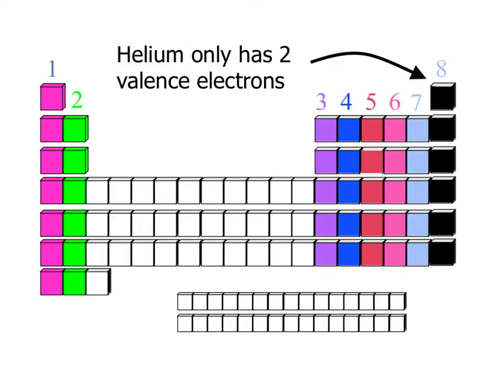So this is just a little visual of your groups on the periodic table. Group 1 on the periodic table, the alkalis, have 1 valence electron. Group 2, the alkaline earth metals, have 2 valence electrons.